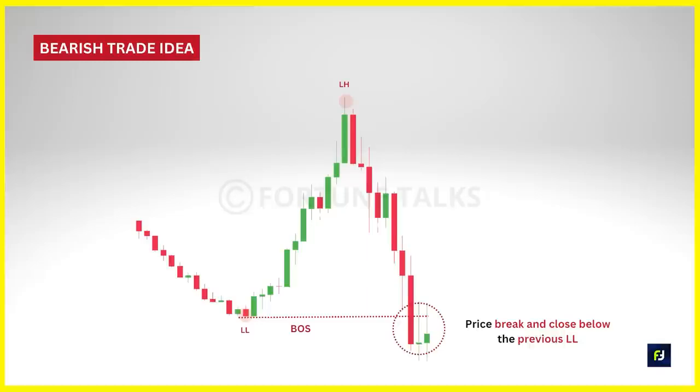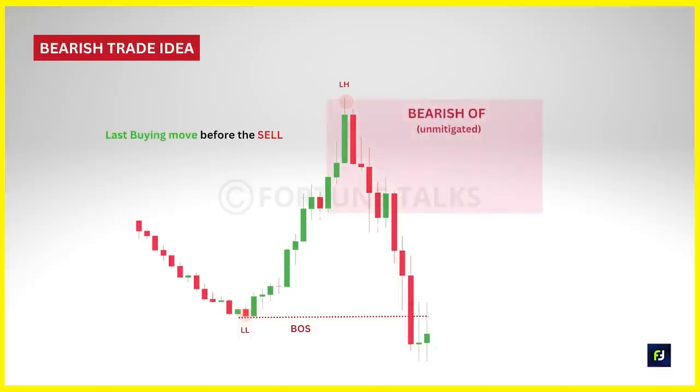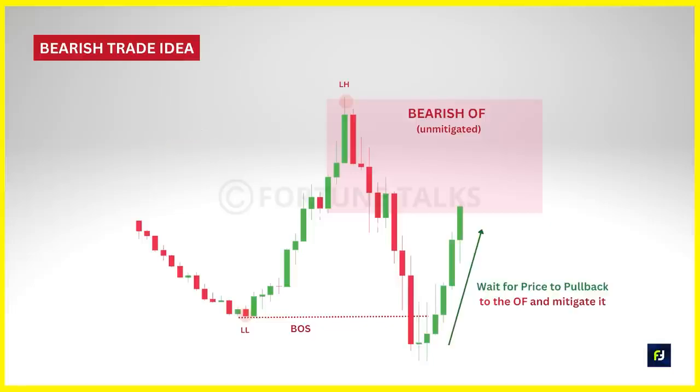In a similar manner, we can discuss the scenario for a bearish market structure. As you can see, the price has formed a bearish break of structure when it broke below the previous major swing low level. We can mark the unmitigated order flow zone here. Then, we will have to wait for a valid pullback to happen. We can observe that the pullback returned to test the unmitigated order flow.